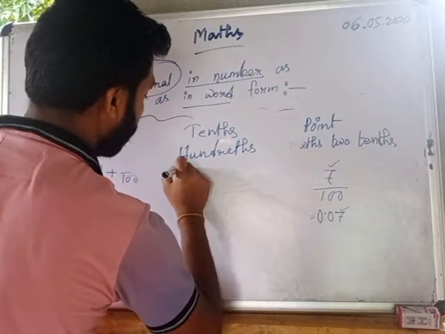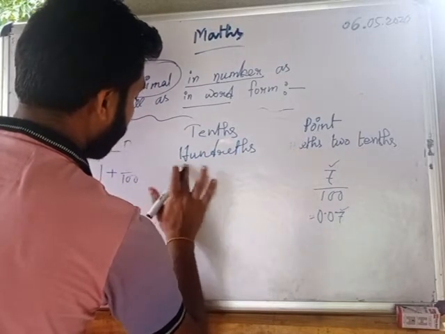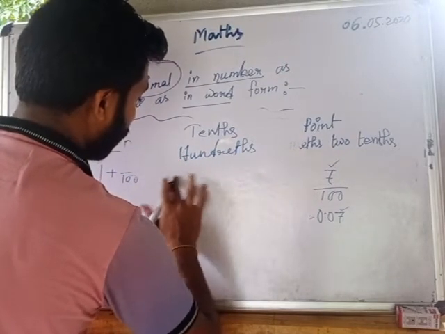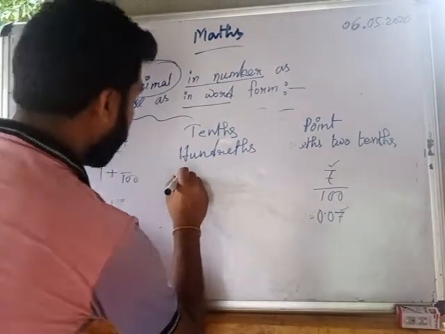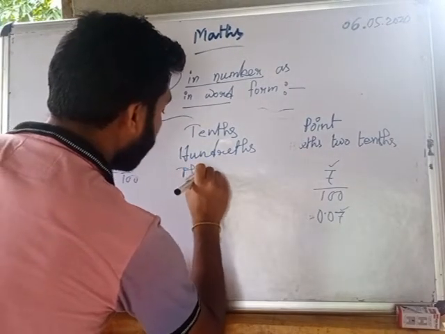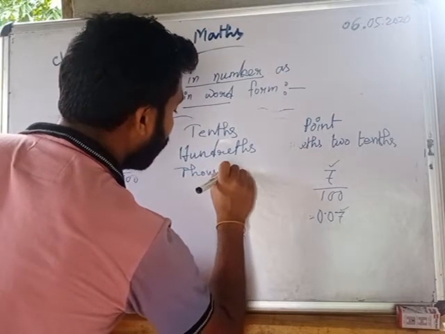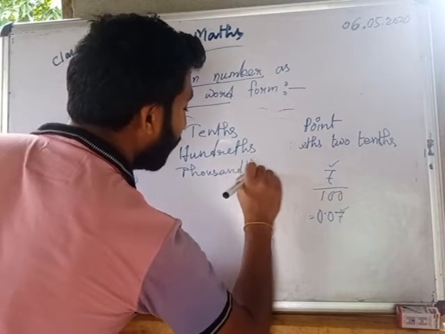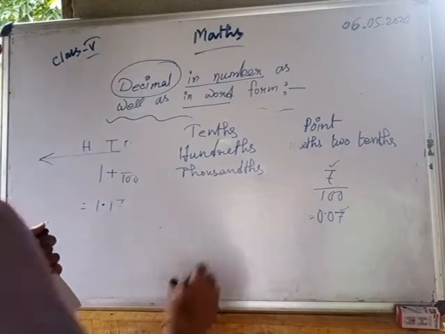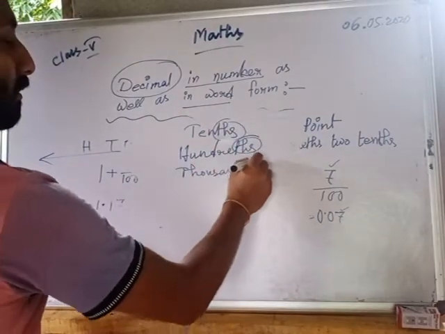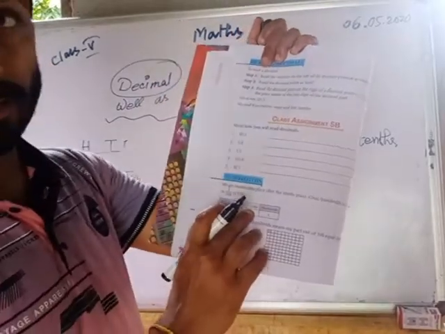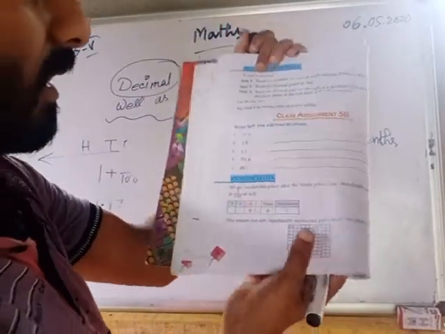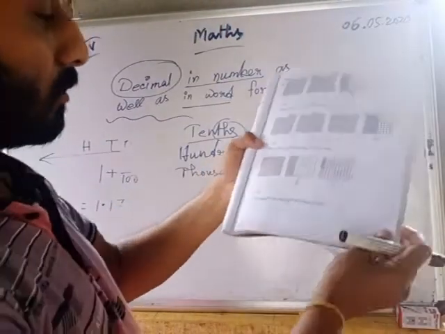Hundreds, thousands, etc. We should add it THS. Okay, after the point it is tens. After the point, just after the point, it is tens, hundreds, etc. Okay, so you should do it.